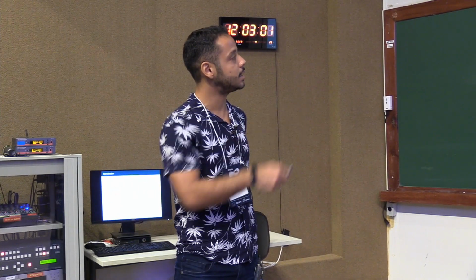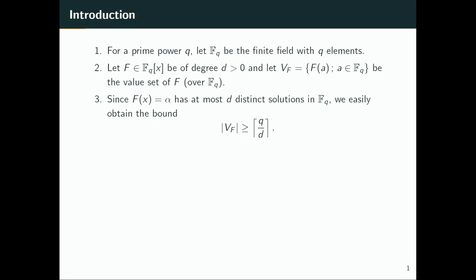And so from this basic observation, that if we take any element alpha of F_q and consider the equation f(x) = alpha, we know that this has at most d distinct solutions over F_q. If d is the degree of f, we may deduce that the value set has cardinality at least q over d. So we just take the least integer greater than or equal to q over d.